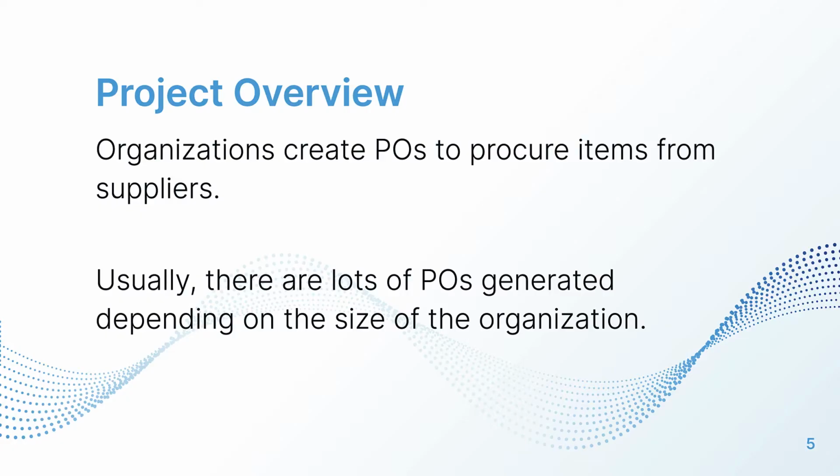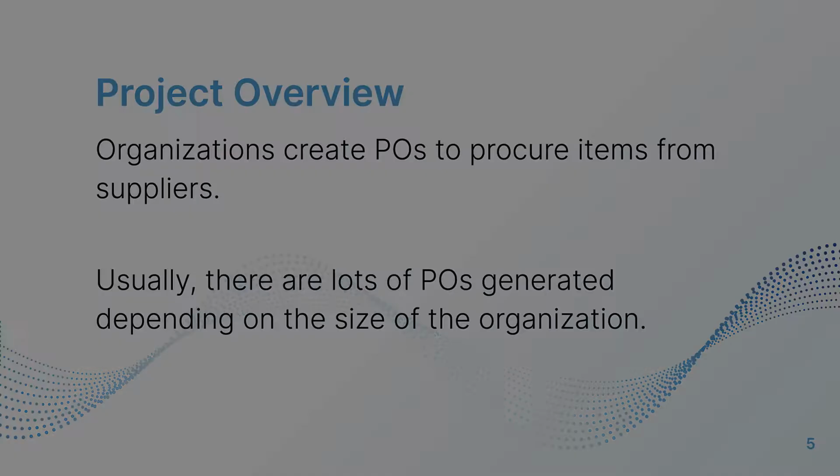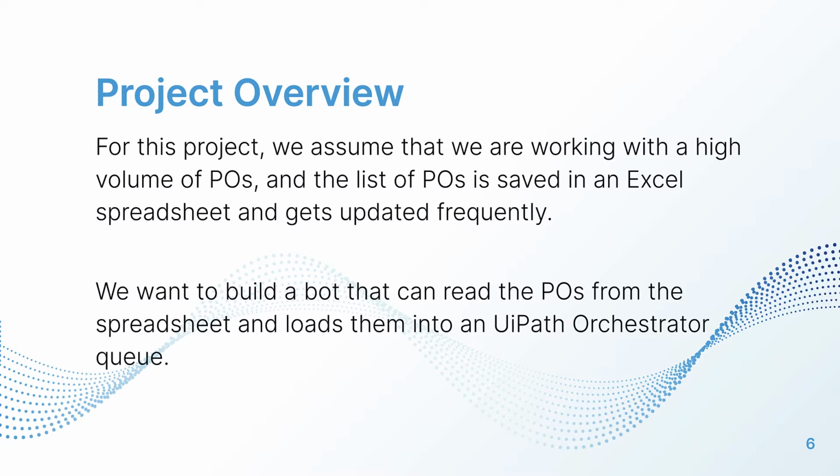Organizations generate purchase orders to procure items from their suppliers. And usually there are lots of purchase orders generated depending on the size of the organization. In this project, we assume that we are working with a high volume of purchase orders, and the list of purchase orders is saved in an Excel spreadsheet and gets updated frequently. And we want to build a bot that can read the purchase orders from the spreadsheet and load them into the UiPath orchestrator queue.